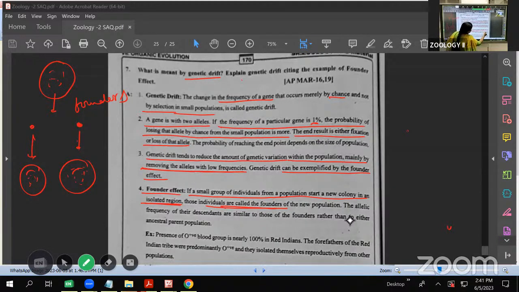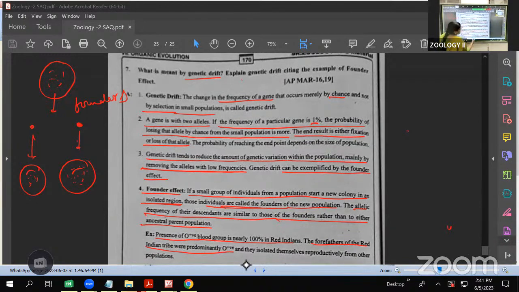Next, for the founders of a new population, the allelic frequency of their descendants is similar, the same as that of the founders rather than the ancestral or parental population. Clear? For example, the presence of O positive blood group is nearly 100% in Red Indians. The forefathers of the Red Indian tribe had only the ancestral blood group, and they isolated themselves reproductively from other populations. At that time also they had the positive group.